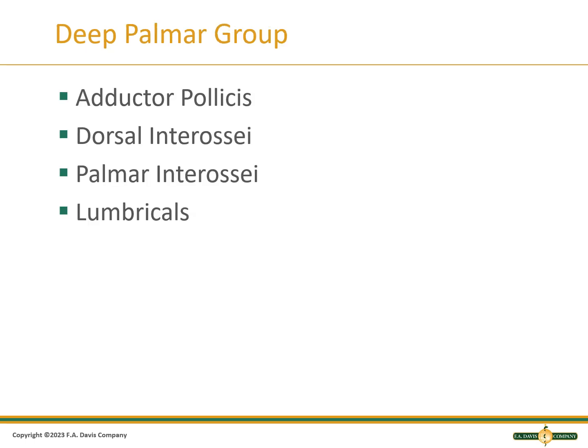So in between our thenar eminence and our hypothenar eminence, we have our deep palmar group. And those muscles that make up our deep palmar group are going to include adductor pollicis, our dorsal interossei, our palmar interossei, and our lumbricals. And these are going to be all intrinsic muscles of the hand.